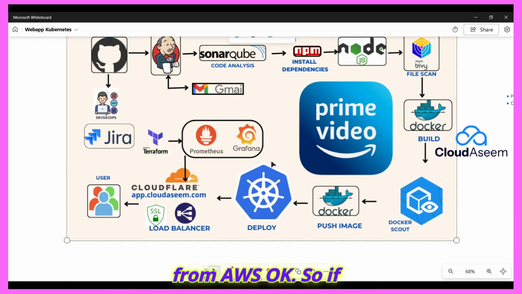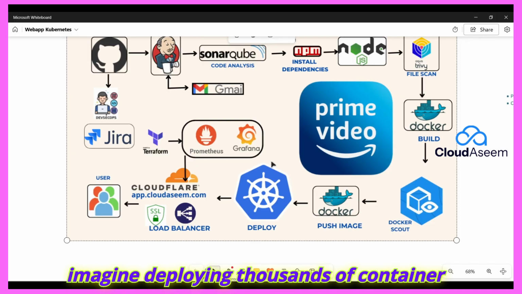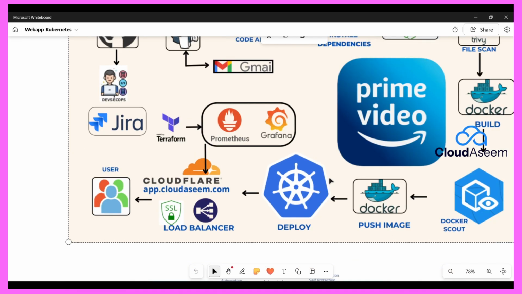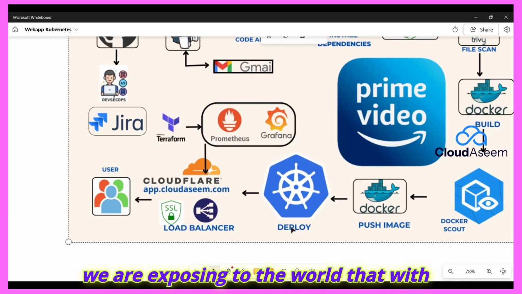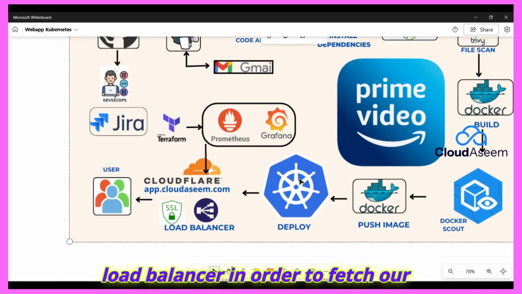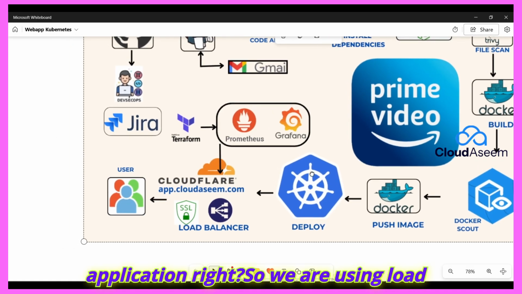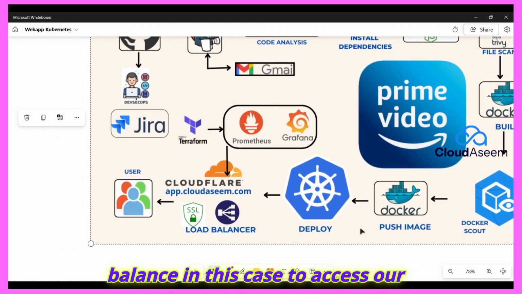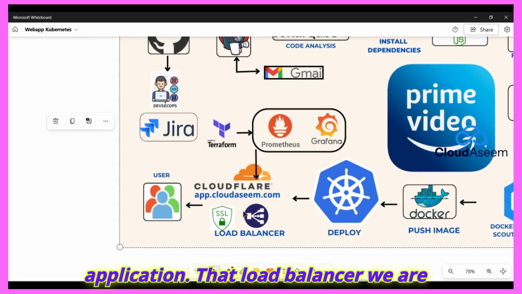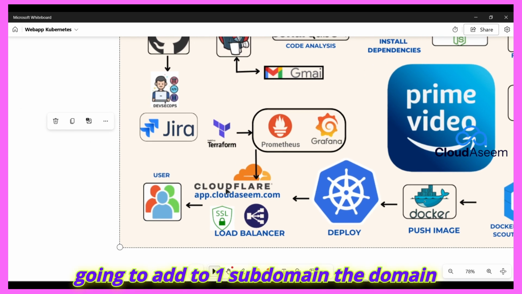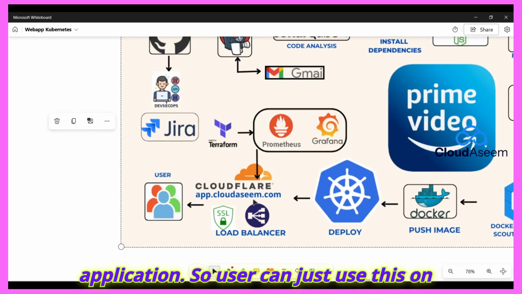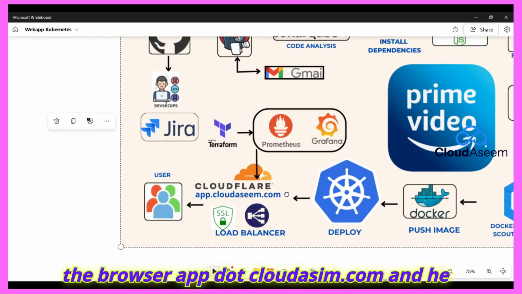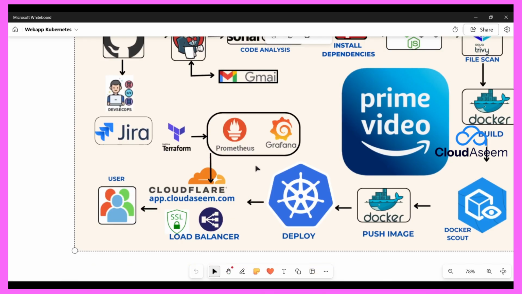Imagine deploying thousands of containers across the globe. When we are deploying our application into the Kubernetes cluster as pods, we are exposing it to the world with a load balancer in order to fetch our application. So we are using a load balancer in this case to access our application. That load balancer we are going to add to one subdomain in the domain name system, so that with app.cloudaseem.com you can access this application. The user can just use this in the browser and access this complete application.